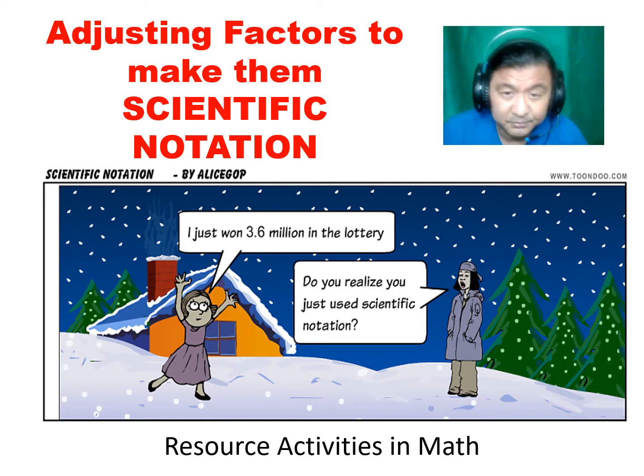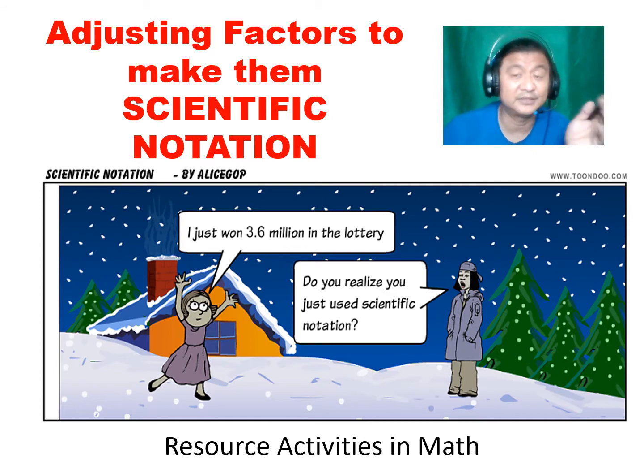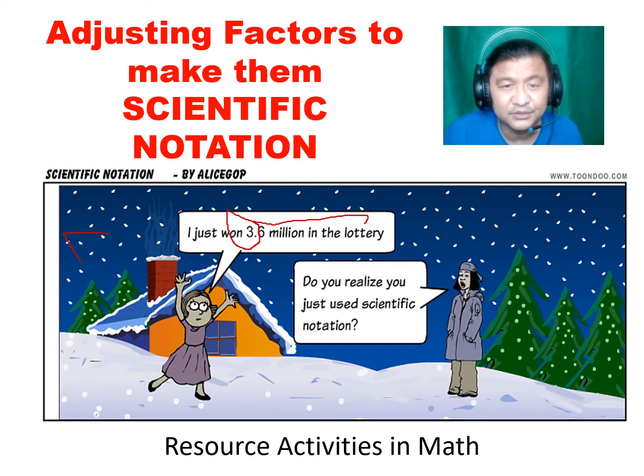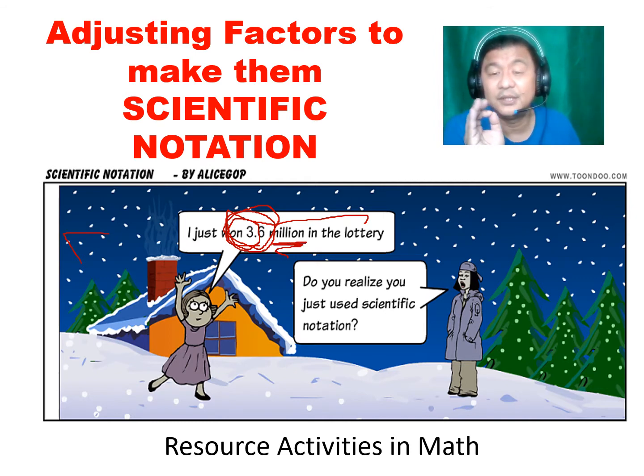I just won 3.6 million in the lottery. Do you realize you just used scientific notation? See, that number in itself is scientific notation. You mentioned the following. What did I mention? Check it out. You mentioned 3.6. That's a number between 1 and 10. You mentioned million. That's a base 10 number. Now, but not all numbers are written in scientific notation.